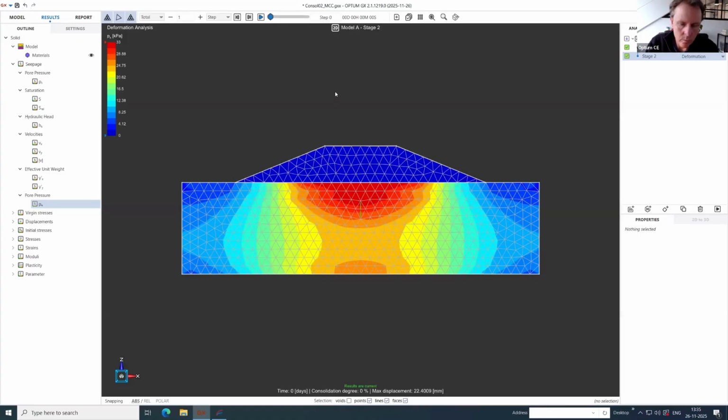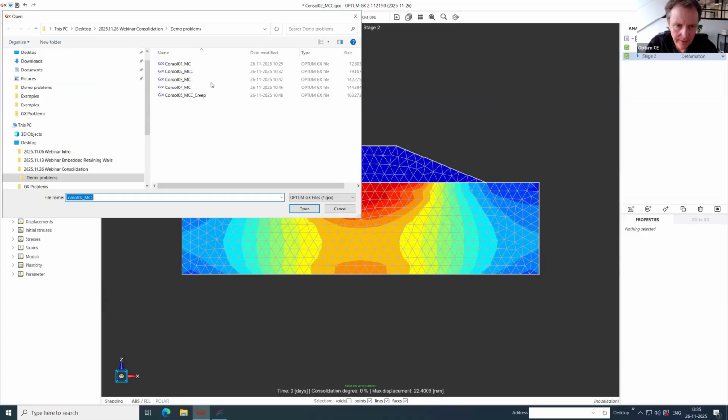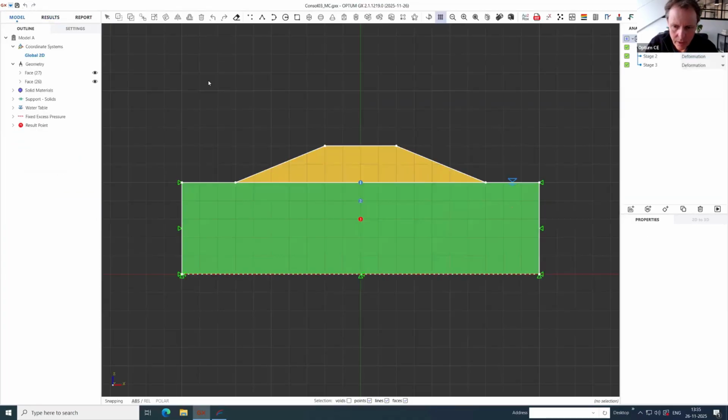Yeah, so that's how that works. A few other things that I think are relevant is the situation here with respect to where the water seeps out. The rule is that it seeps out on three boundaries.